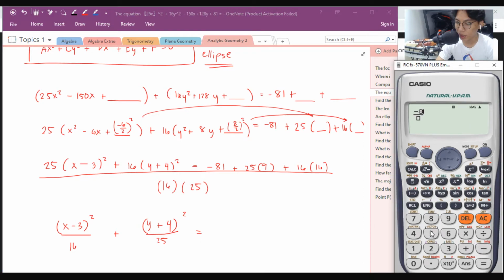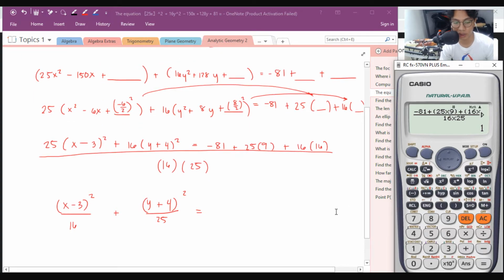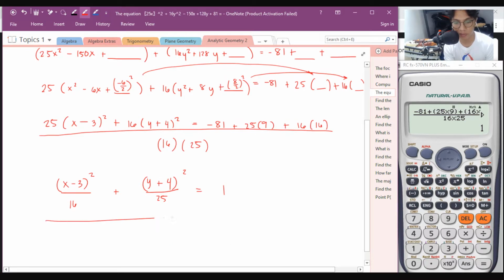Negative 81 plus 25 times 9 plus 16 times 16. Okay, 16 times 25. Answer natin 1. O, di naging 1. Ibig sabihin, okay, anong form to? Standard equation na to. Therefore, it is now a standard equation. Ano ba standard equation for an ellipse?